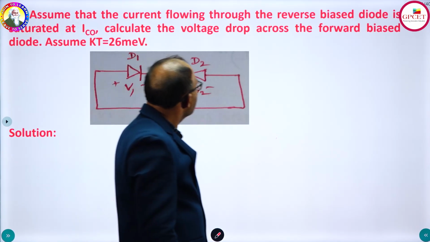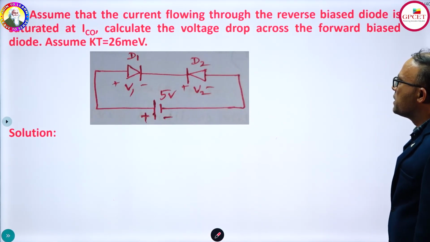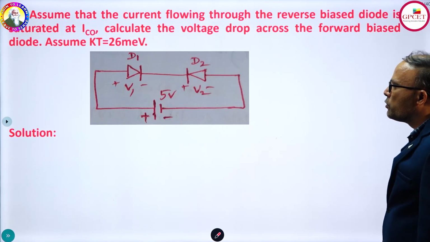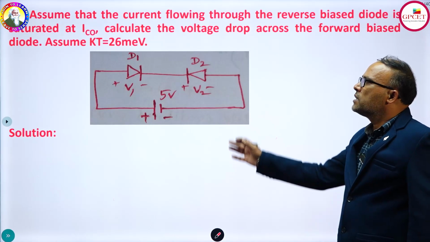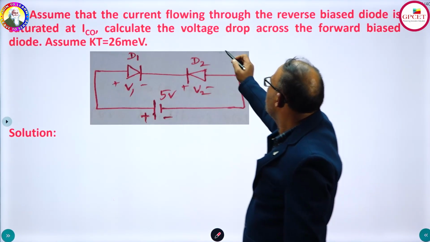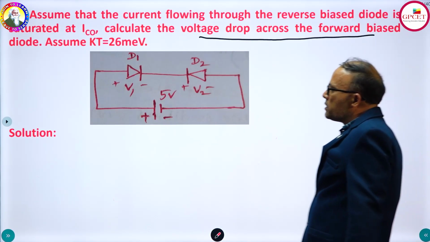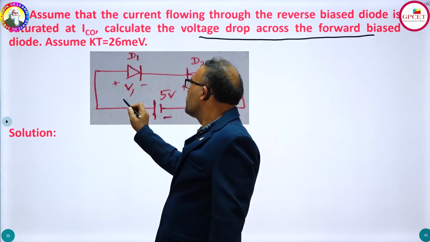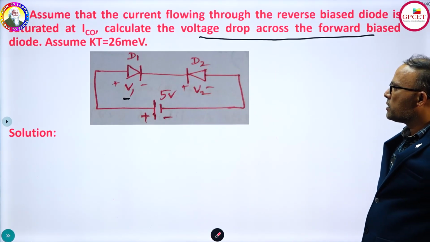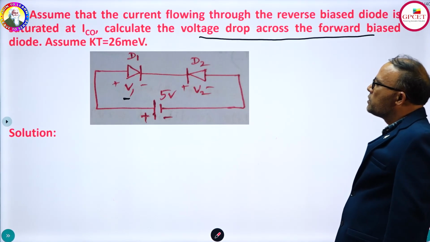Assume that the current flowing through the reverse biased diode is saturated at I0. Calculate the voltage drop across the forward biased diode. Assume Kt is equal to 26 millivolts. The same formula we need to use to find the voltage drop across the forward biased diode. The forward biased diode here is V1, so we need to find the voltage across V1. How to find the voltage across V1?